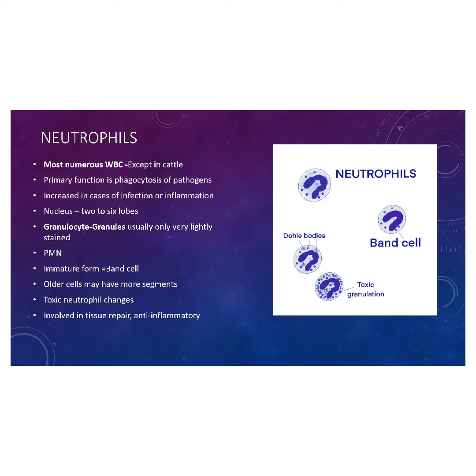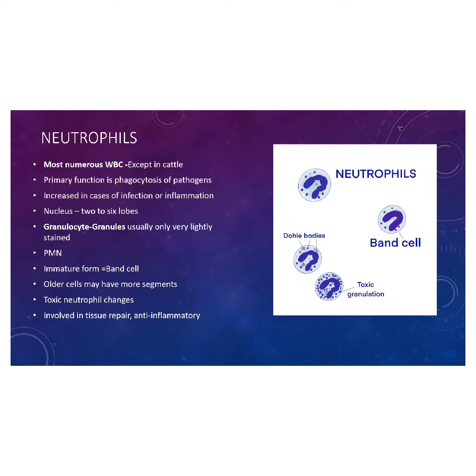Neutrophils are the most numerous white blood cell except in cattle, in which lymphocytes are the most numerous. Their primary function is phagocytosis of pathogens, and they will be increased in the blood in cases of infection or inflammation. Their lifespan is usually about 4 to 6 hours. Their nucleus will have 2 to 6 lobes or segments.